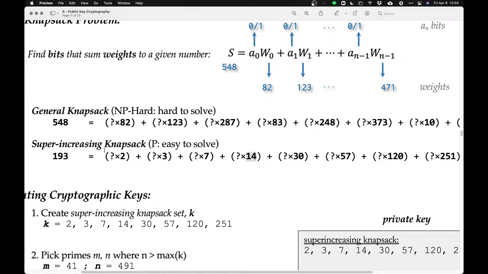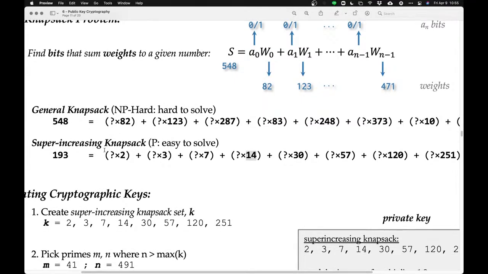Interesting. They're both backpack problems, but one is very easy to solve, one is very difficult to solve. What makes this easy to solve? It's not a general backpack or knapsack. It's called a super increasing knapsack, where every number, let's take the number 7, is not only bigger than the number before it, it is bigger than all the numbers that come before it added together. 7 is bigger than 3 and 3 plus 2. 14 is bigger than 7 plus 3 plus 2, and so on and so forth. If you set up a super increasing knapsack, it's super easy to solve.